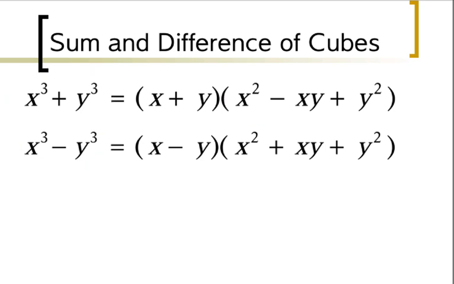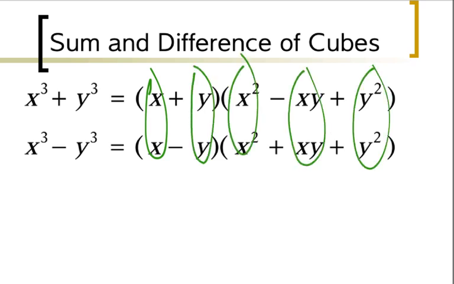Notice the x's are in the same place, the y's are in the same place, the x squareds, the xy's, and the y squareds are all in the same place. The only difference is the signs. This one is positive, this one's negative, positive, and these two are both positive.